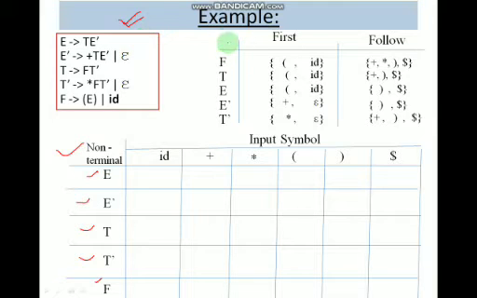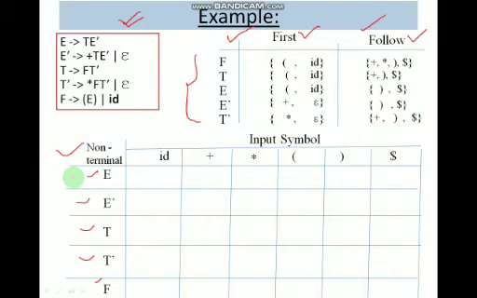The first step is to construct the first and follow table for all variables. These are all variables for which we have already calculated first and follow. I have already uploaded a video on how to calculate first and follow. If you haven't watched it, please watch it so that you can easily understand how I have directly written first and follow here. Now we will try to fill entries into this non-recursive predictive parsing table.